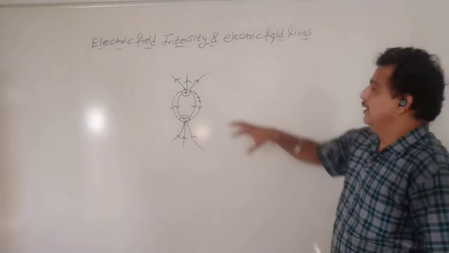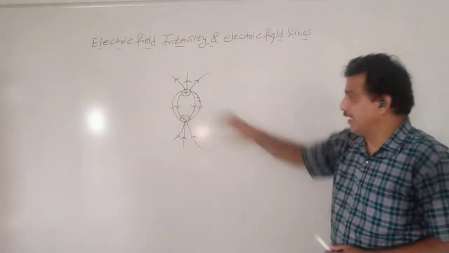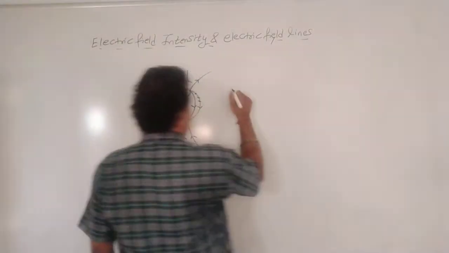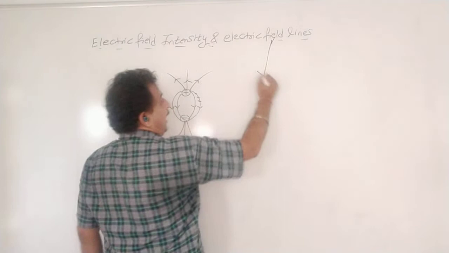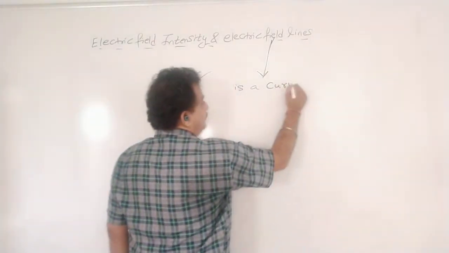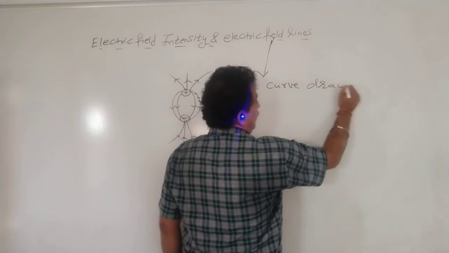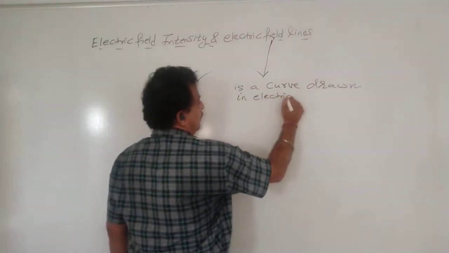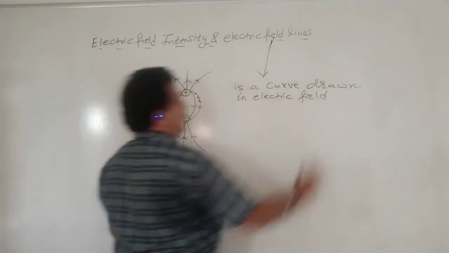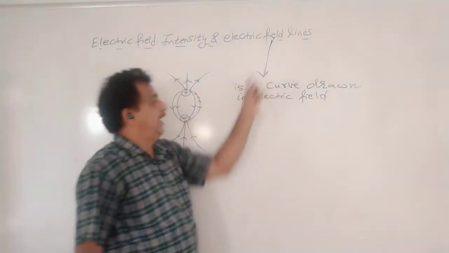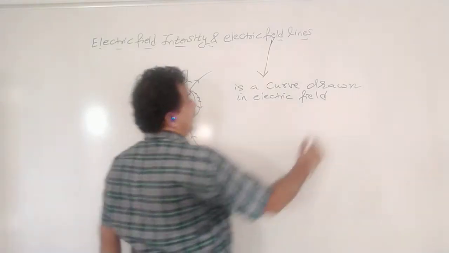Now for this particular case where the field lines are curved, I will again write the definition. Electric field line is a curve drawn in electric field, मतलब inside the region of that charge. So electric field line is a curve drawn in electric field.